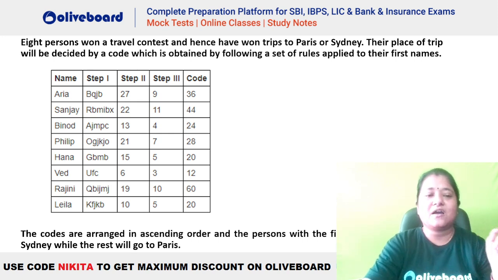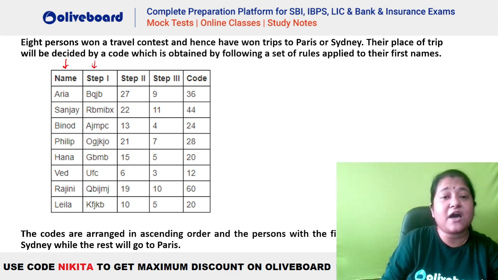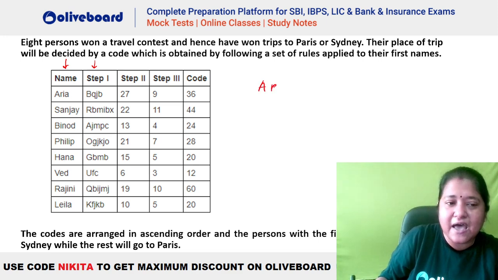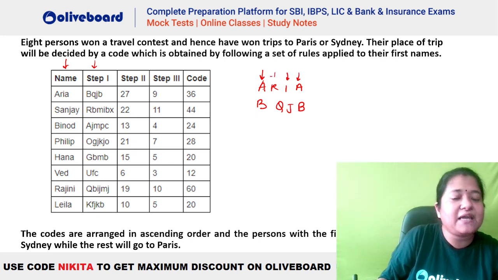Now, if you check, the names are given here, right? This is your name and this is your step number 1. Now, if you have a look at it, you can see this is nothing but A plus 1 gives you a B, right? Let's say we have A, R, I, A. This has changed to B, Q, J, and B. So this is plus 1, this is plus 1, this is plus 1. But this is minus 1.